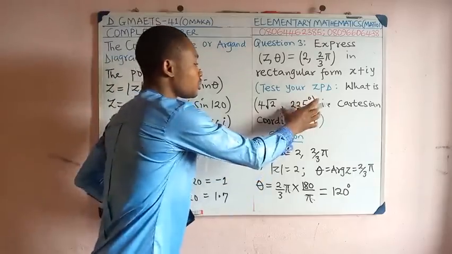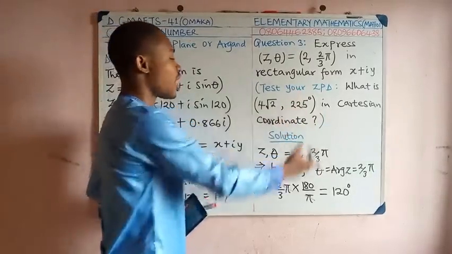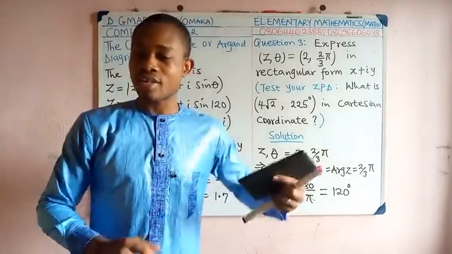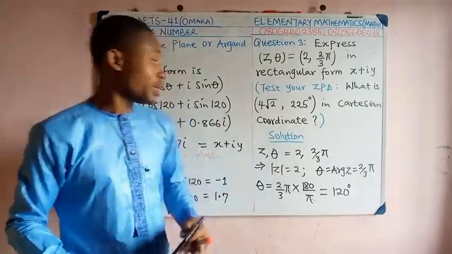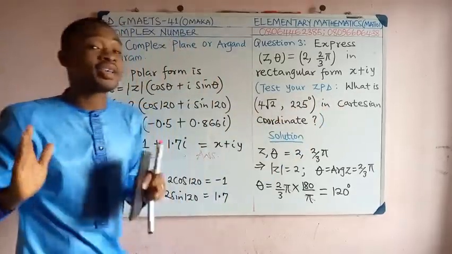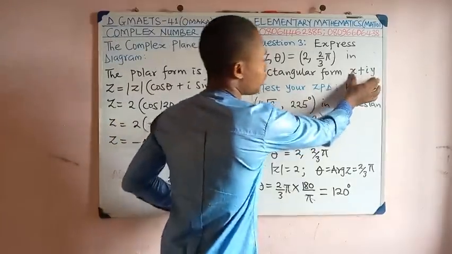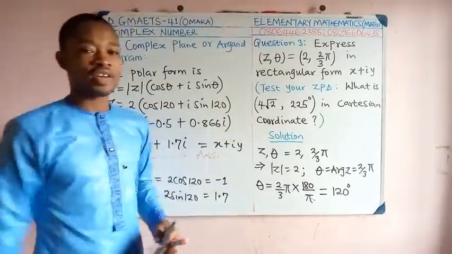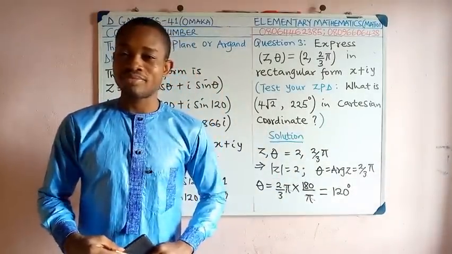Please test your zone of proximal development with this question, alright? Test it. Already this is in degrees, so you don't have a problem. This is 4 root 2. Using the knowledge of surds, you know how to convert this mixed surd 4 root 2 to a single surd. Then you simply put it in polar form and obtain your Cartesian coordinates. That is what we are asked to get. In this question, you were not asked to express it in this form. They just say get the Cartesian coordinates. So get the value of x, comma, get the value of y. That's what you're required to do in this problem.